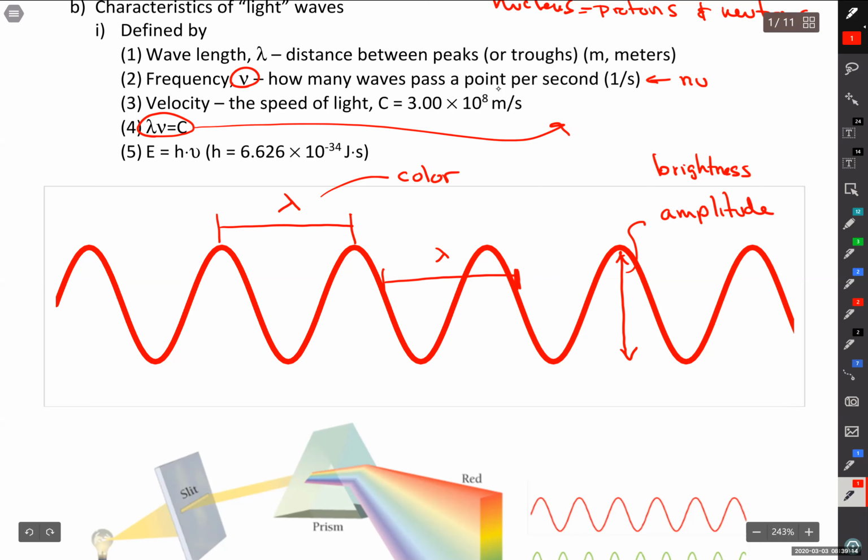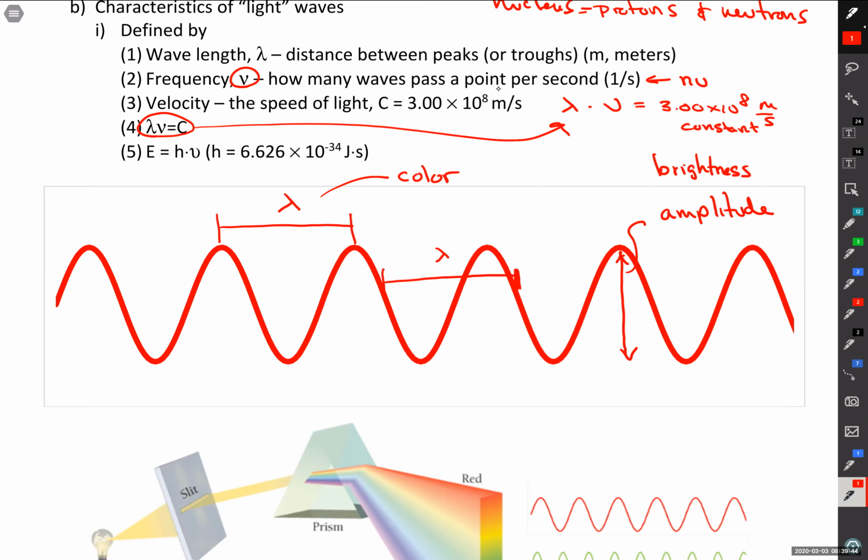Okay, so lambda times nu is equal to 3.00 times 10 to the 8 meters per second. This is a constant. It's very fast and it's always the same. That's kind of a lie. I'm just telling you that up front.